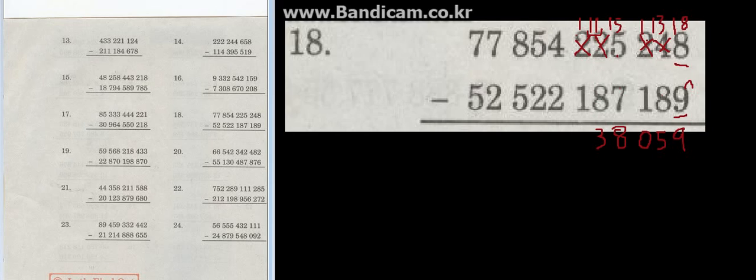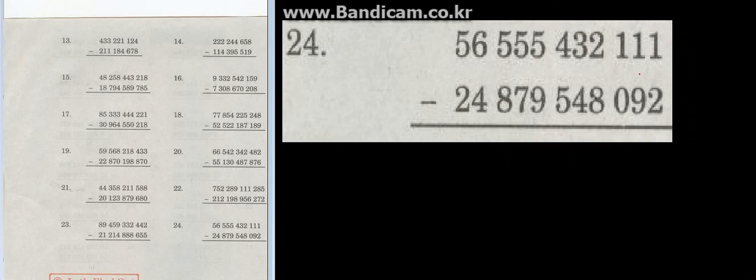And now let's go to the next column. 1 minus 1 becomes 0. Next one, 4 minus 2. This is easy, 2. 5 minus 2, easy again, 3. 8 minus 5, 3. 7 minus 2, 5. 7 minus 5, 2. So the final answer for this is 25,332,038,059. Now let's go to 24.